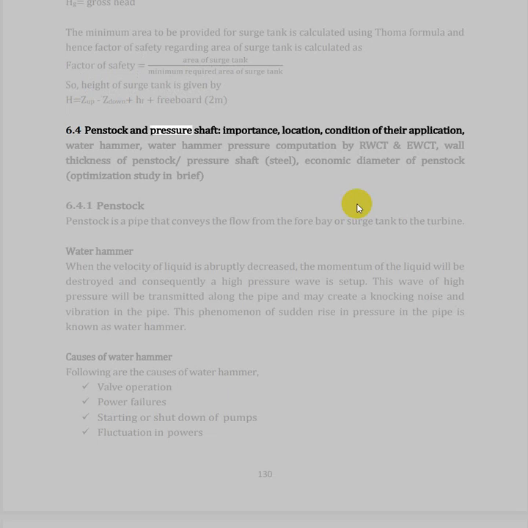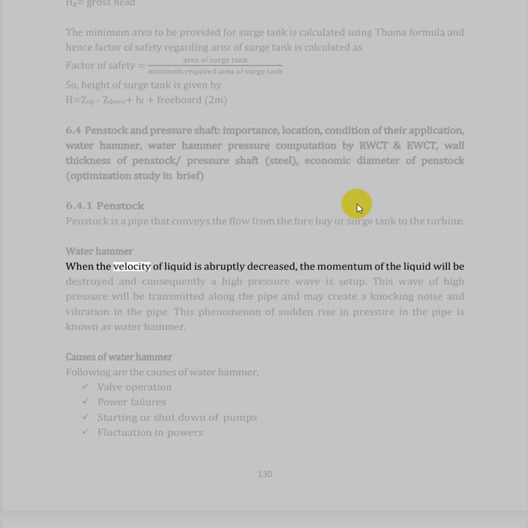6.4 Penstock and pressure shaft: importance, location, conditions of their application, water hammer pressure computation by RWCT and EWCT, wall thickness of penstock or pressure shaft, steel, economic diameter of penstock, optimization study in brief. 6.4.1 Penstock is a pipe that conveys the flow from the forebay or surge tank to the turbine.